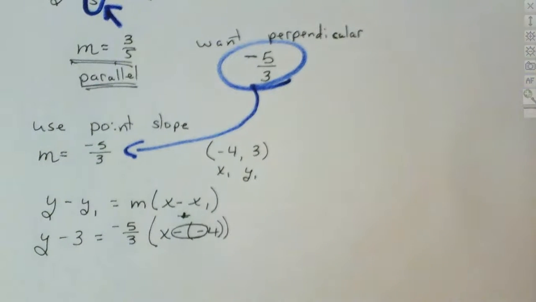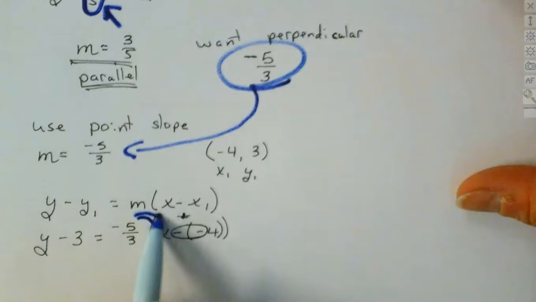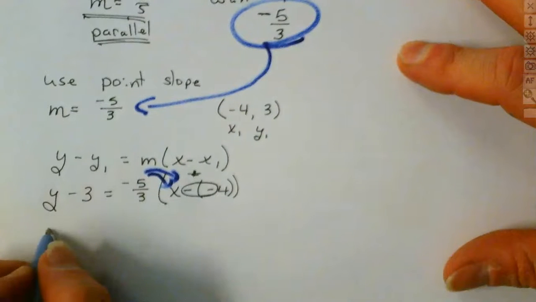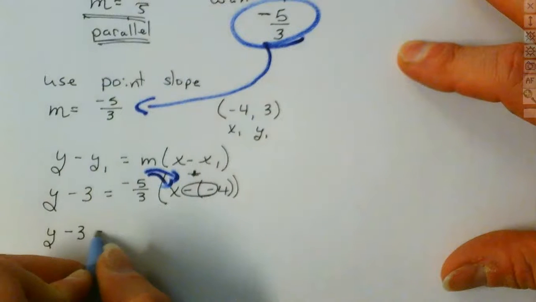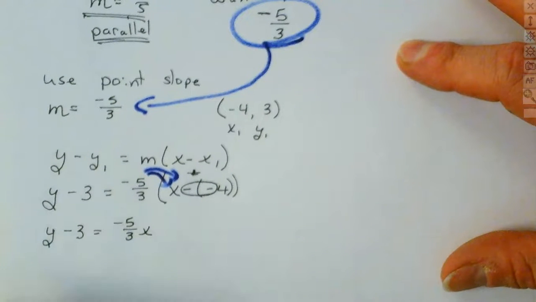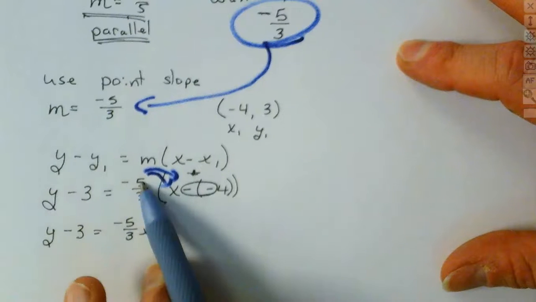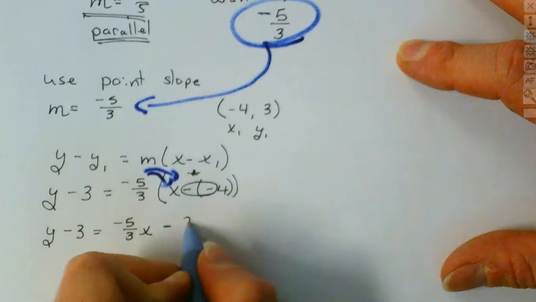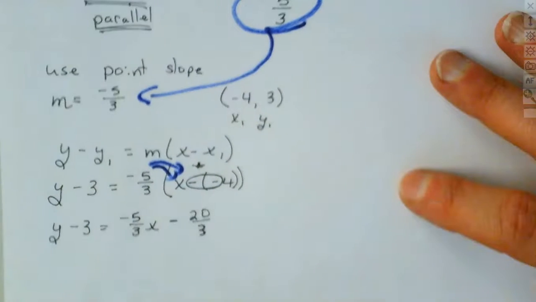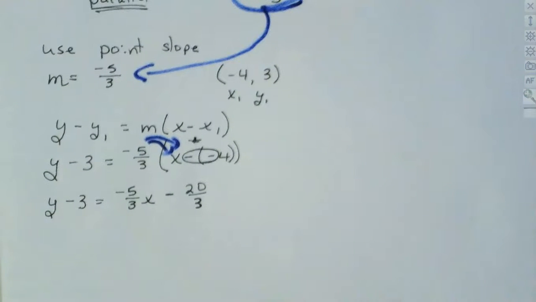And we need to distribute that 5/3 through. So now we've got y minus 3 equals a minus 5/3 x. Negative and positive makes it a negative. And 5 times 4 makes it a 20/3. Now, we can have fractions in slope-intercept form, right? But we still need to take care of that 3. We need to move that 3 over.